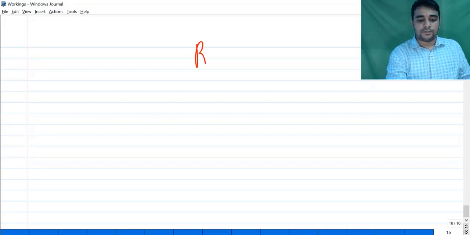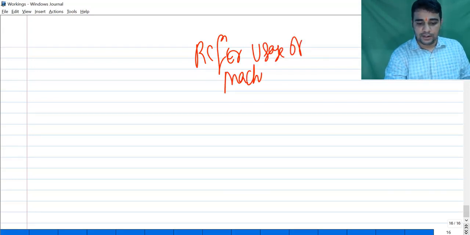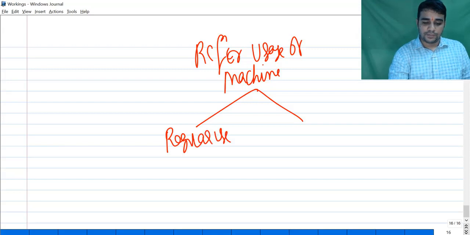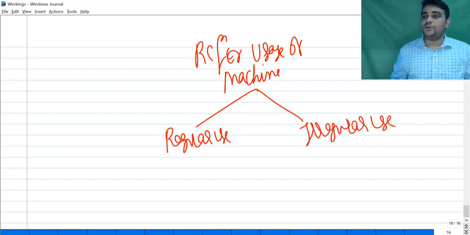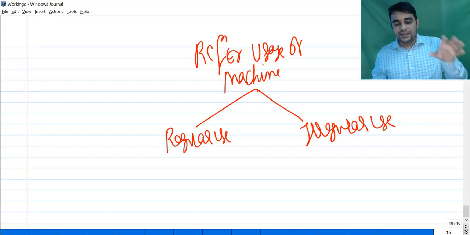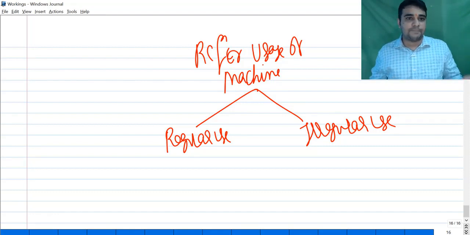Relevant cost for usage of machine. Two categories are there: regular use machine and irregular use. A machinery could be regularly used by the company, or a machinery could be irregularly used by the company. If there is a regular use machine, that is, there are 10 machines in the company and every machine is being used by the company for some purpose or the other.